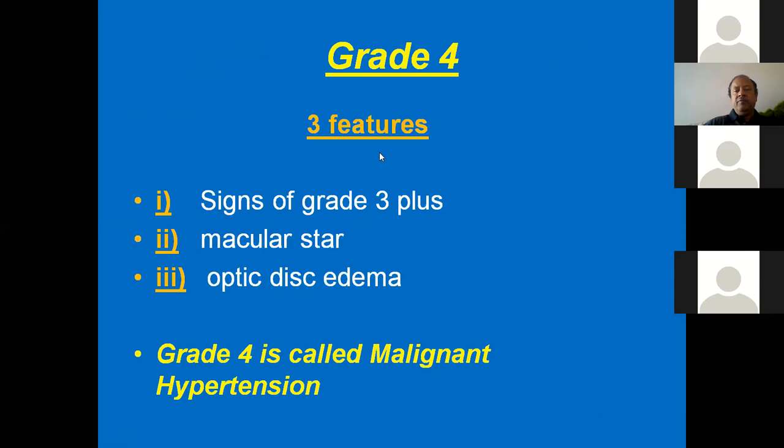Grade 4. There are 3 features in grade 4. All the signs of grade 3 plus macular star and optic disc edema. If these 2 features are also present, then it is a case of grade 4 hypertensive retinopathy.